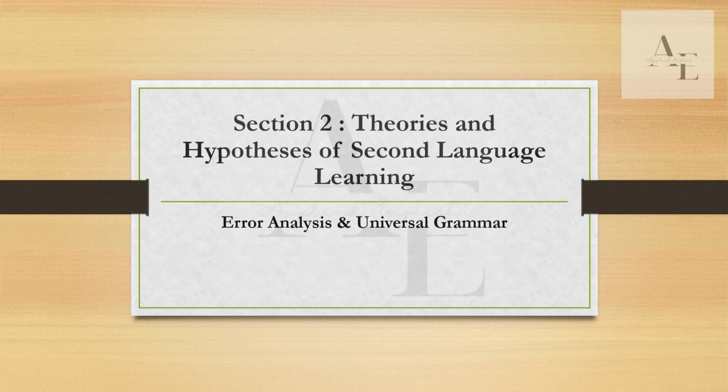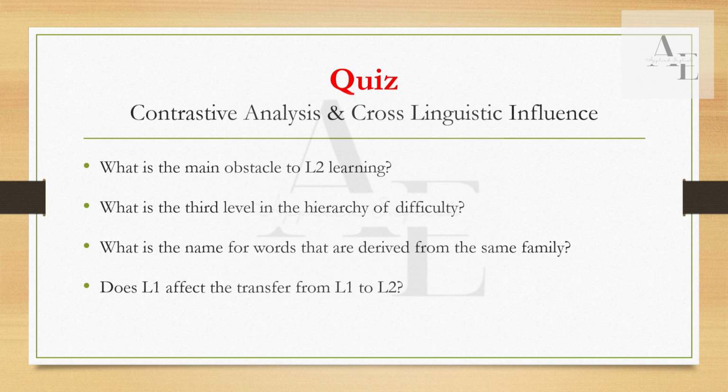Last time we talked about contrastive analysis and cross-linguistic influence. So let's have our quick quiz as usual. First of all, what is the main obstacle to L2 learning? Which is the third level in the hierarchy of difficulty? We said we have 6 levels from level 0 to level 5. So, what is the name of the third level? What is the name for words that are derived from the same language family? And finally, does L1 affect the transfer from L1 to L2? They are easy questions as usual, so try to write your answers in the comment section.